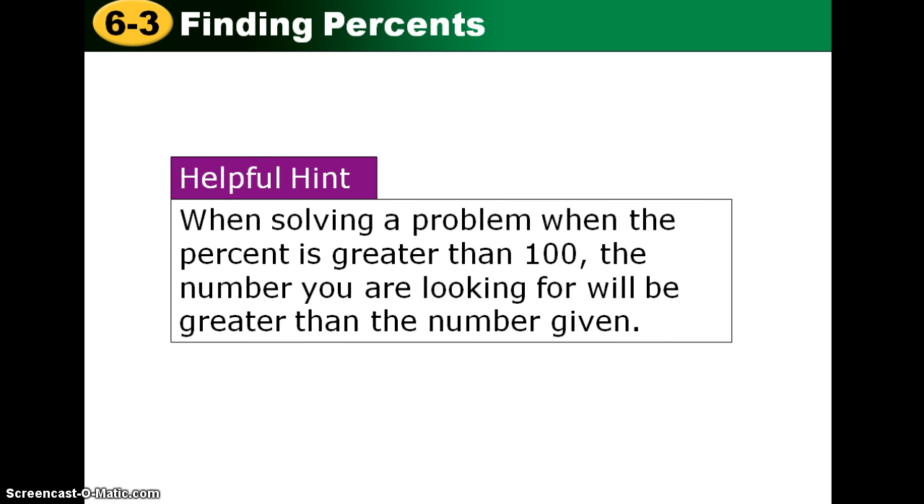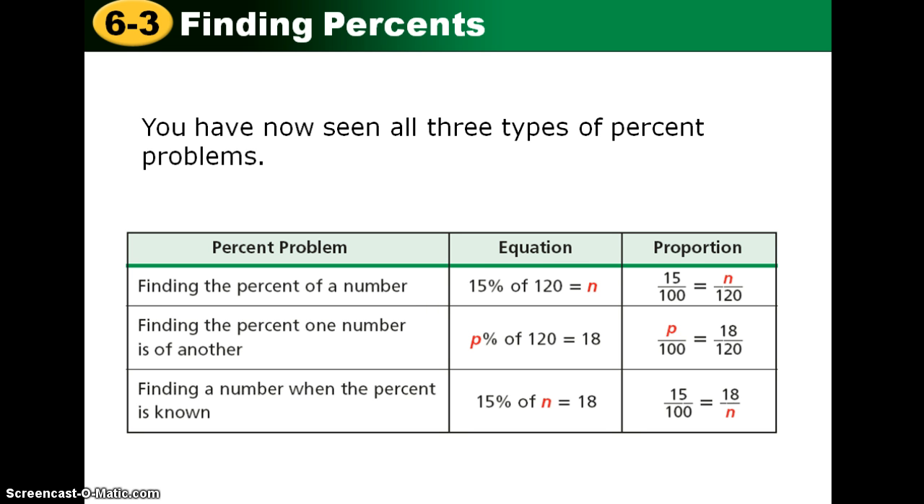When solving a problem and the percent is greater than 100, which can happen, the number you are looking for will be greater than the number given, if you're looking for the part. You've now seen all three types of percent problems. This would be a good page to take a snapshot of. It gives you all three different forms: when you're finding the percent, when you're finding what percent one number is of another, and when you're finding a number when the percent is known.